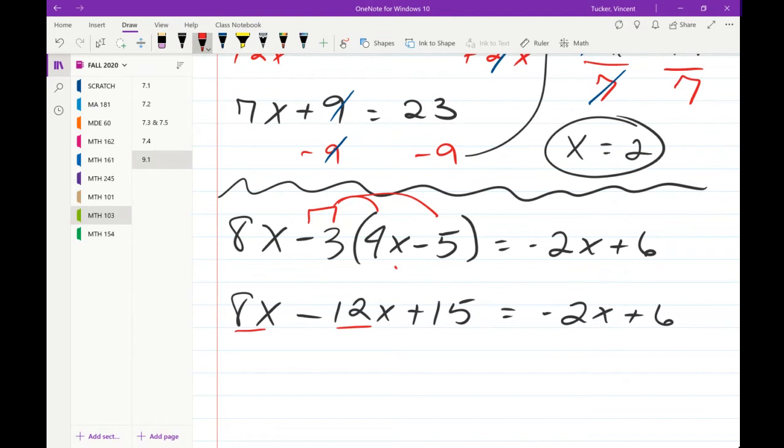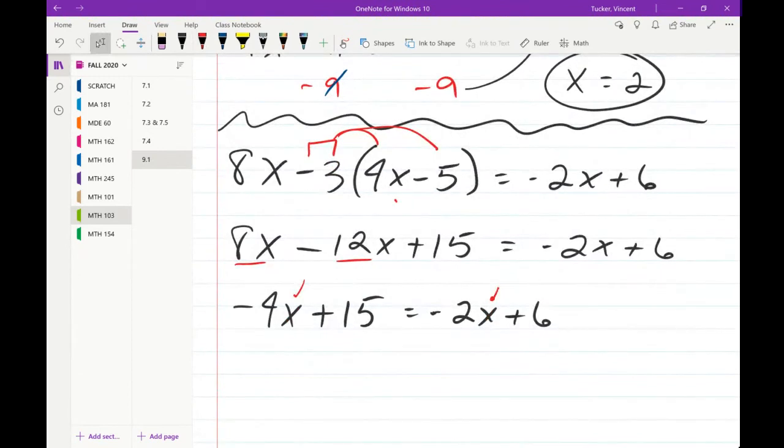These two terms are on the same side of the equation, so I will go ahead and combine them. 8x minus 12x is negative 4x. And now we have the same scenario that we had last problem, in which our x terms are on two different sides of our equation. So we need to get all of our terms with x to one side, all of our terms without x to the other.